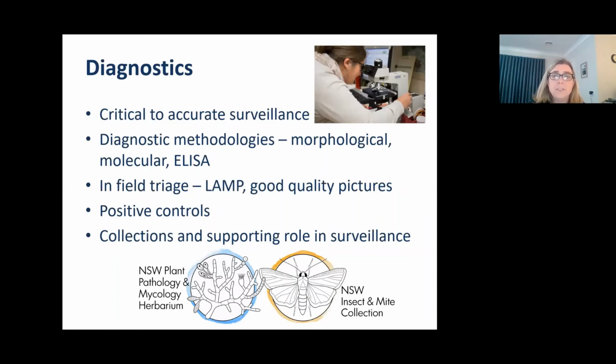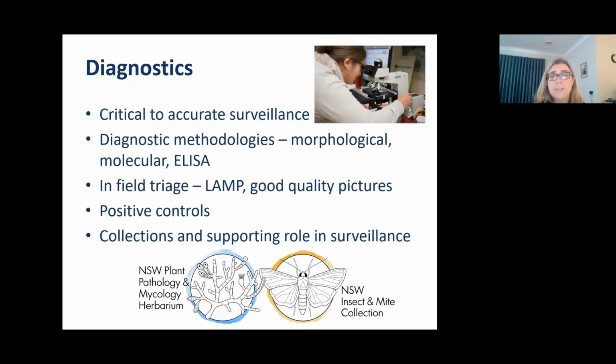You can also reduce the burden on the diagnostic lab by having a triage process in the field. So again, good quality pictures to make sure that you're only sampling the highly suspect things, or in-field specialised diagnostics such as LAMP. You also need to make sure, or the diagnosticians need to make sure, that they have positive controls so that they can have confidence in their assays and in their diagnosis.